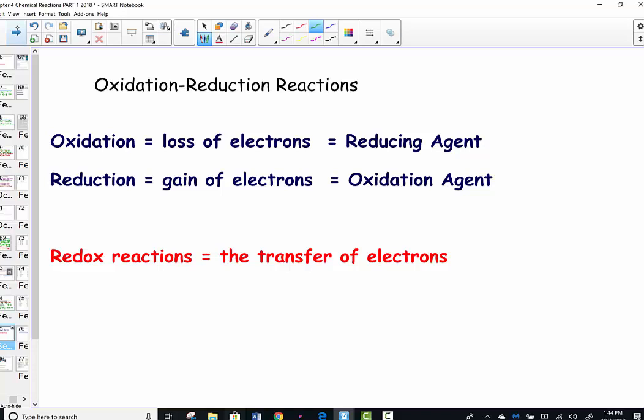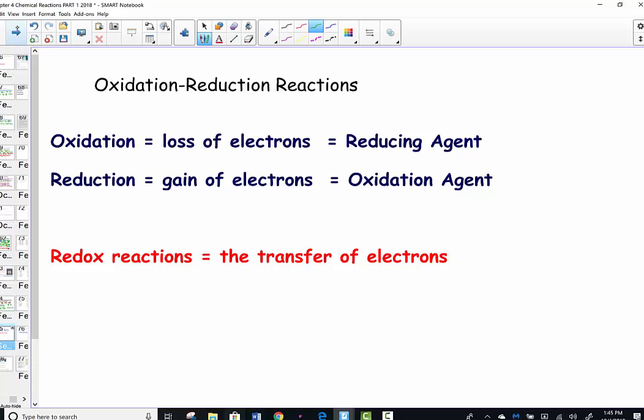Oxidation has a definition that says the loss of electrons. Oxidation, the loss of electrons, also will be known as the reducing agent. It forces the other to be reduced. A reduction is a gaining of electrons, also called the oxidizing agent. I'm getting us familiar with some vocabulary words that are going to be presented through our redox lesson.